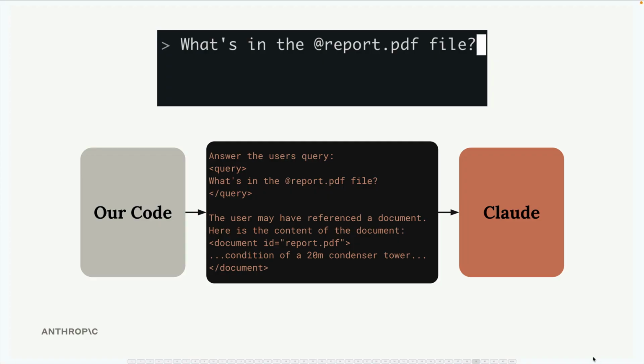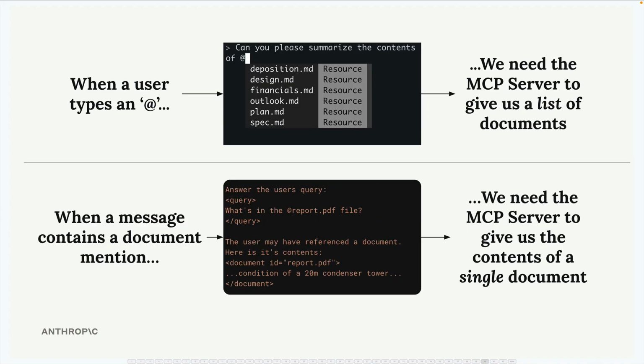Now, one thing I want to clarify here is that we're kind of talking about two separate features. The first feature is that whenever a user types in the @ symbol, we really need the MCP server to give us a list of all the different documents that the user can possibly mention. And then the second aspect here is that whenever a user submits a message that contains a mention, then we need the MCP server to give us the contents of a single document.